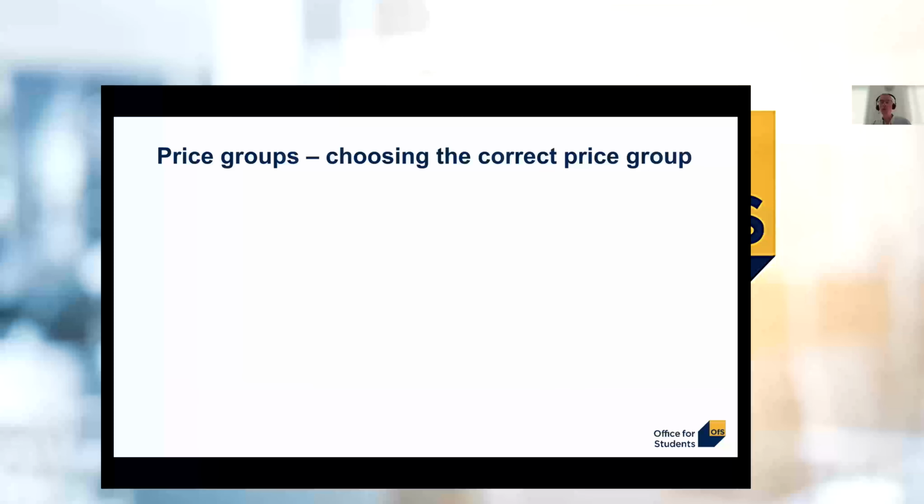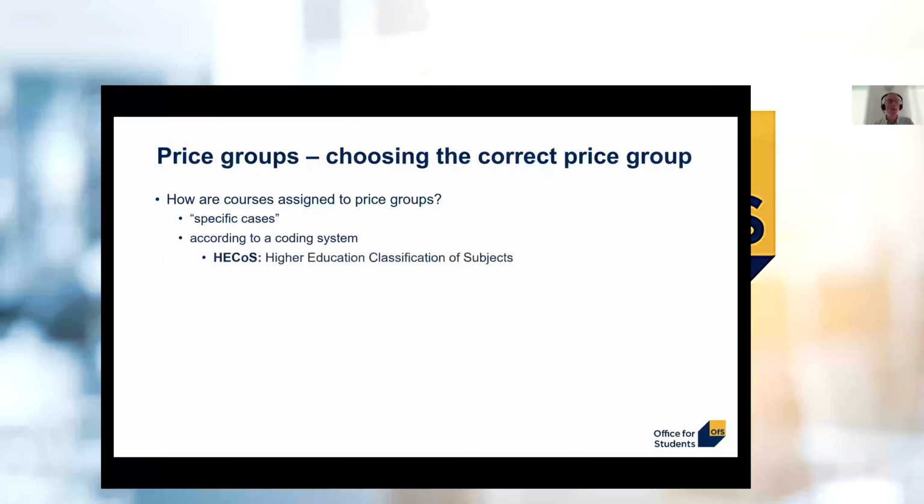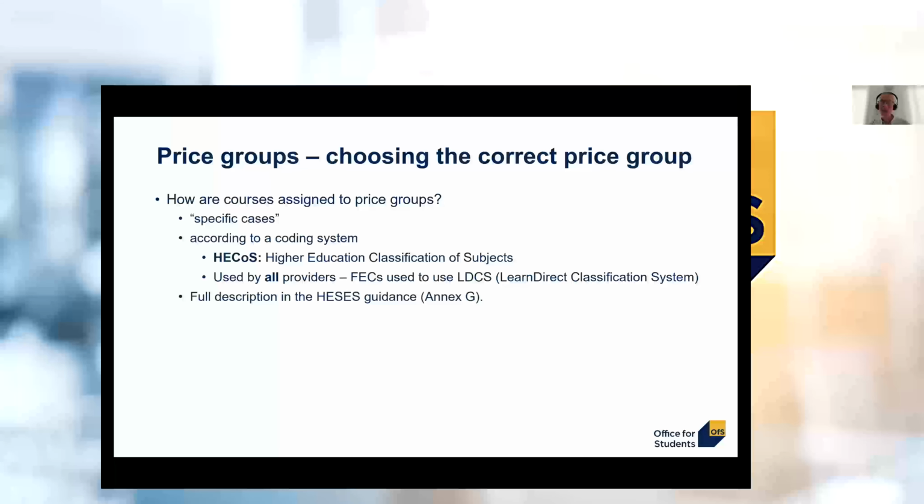So how are courses assigned to these price groups? One of 2 ways: either by what we call specific cases, or according to a coding system, which is the higher education classification of subjects. Now, this is now used by all providers. Further education colleges used to use the Learn Direct classification system, LDCS, and this is a recent change made by the ESFA. So there are details of this in Annex G of the guidance.